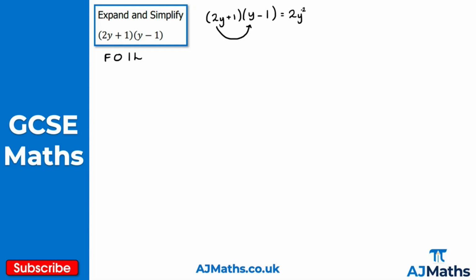Get 2y squared to begin with. Moving on to the O now, the outside terms here, so it's going to be 2y times -1. That would give us -2y. Moving on to the I now, the inside terms here, so it's going to be positive 1 times y. That will give us plus y.